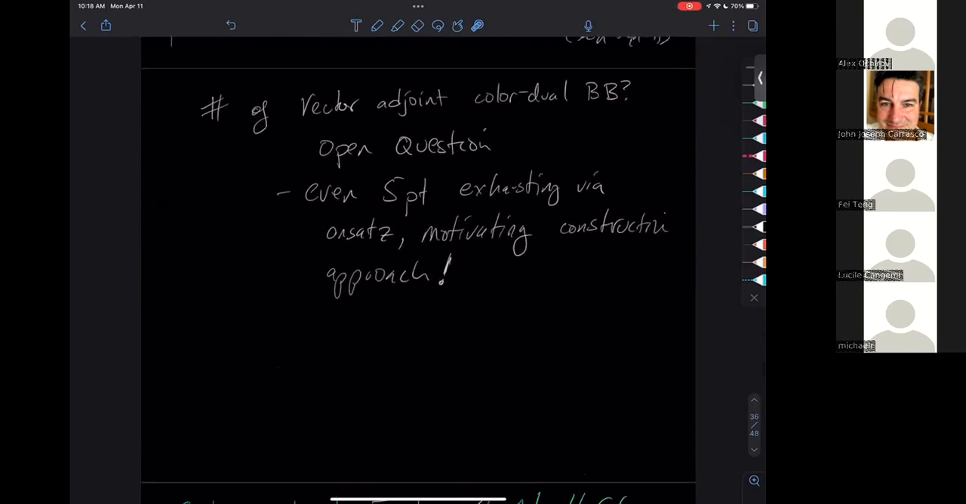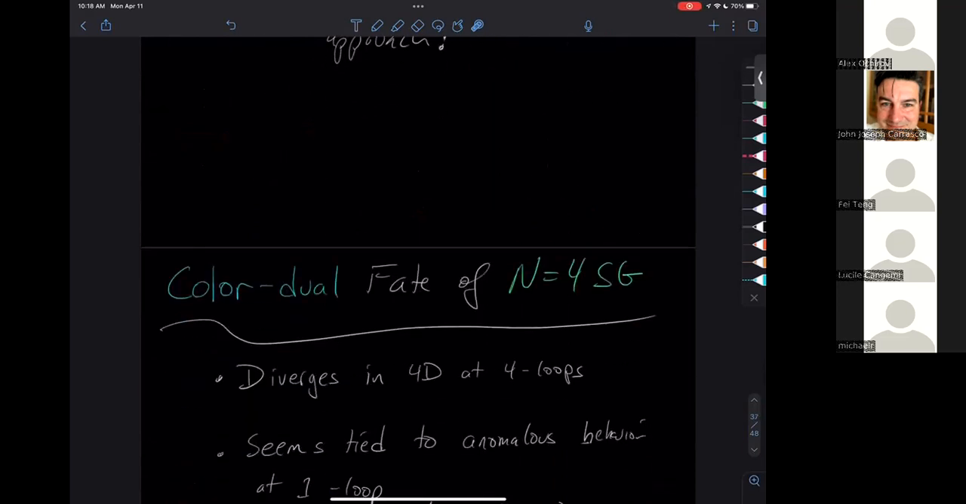There's a question still looming even after 5 points, which is the number of vector adjoint color dual building blocks. This is absolutely an open question. Even at 5 points, spanning all the possible color duals becomes very exhausting very quickly, which is motivating the constructive approach that I hope to be able to talk about soon.